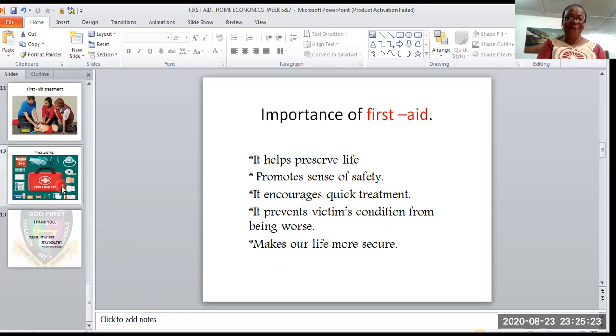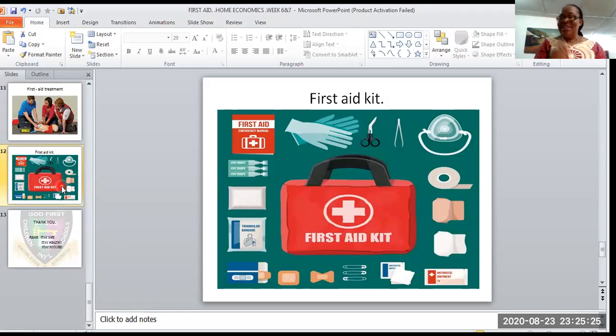And then we have the first aid box. The first aid box is very important in every home, in the school, in the workplace. It's important to have the first aid box.